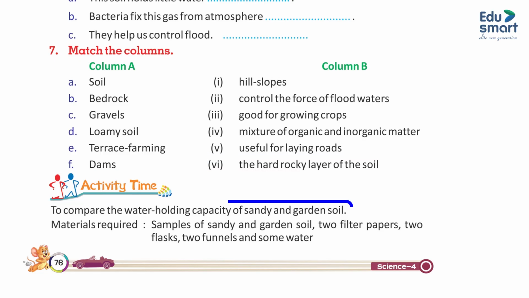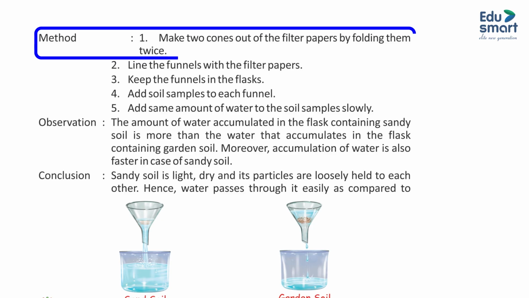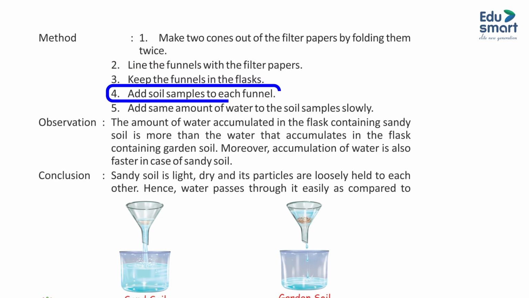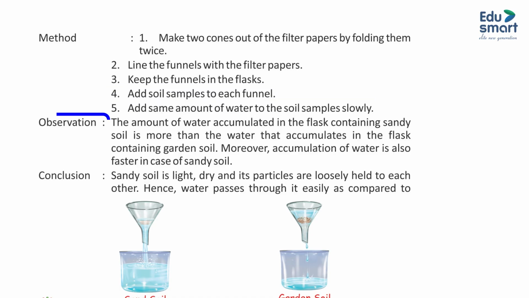Activity time. To compare the water holding capacity of sandy and garden soil. Materials required: samples of sandy and garden soil, 2 filter papers, 2 flasks, 2 funnels and some water. Method: 1. Make 2 cones out of the filter paper by folding them twice. 2. Line the funnels with the filter paper. 3. Keep the funnel in the flask. 4. Add soil samples to each funnel. 5. Add same amount of water to the soil samples slowly.